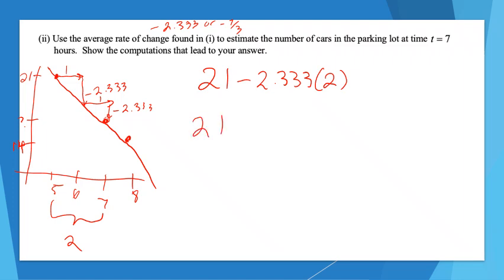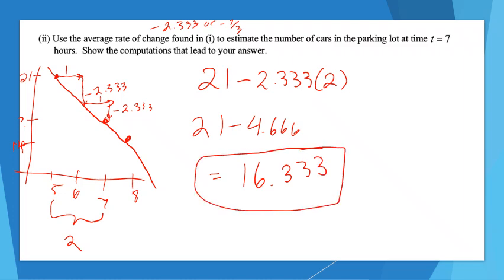This should be 21 minus 4.666, which then, once we do that, you should get an answer of 16.333, which is going to be our final answer there.